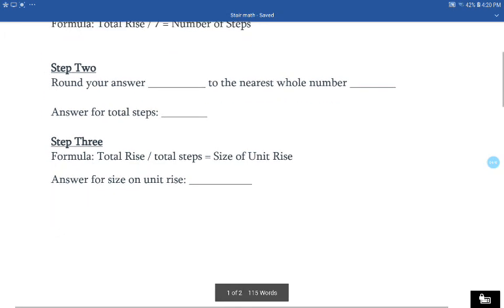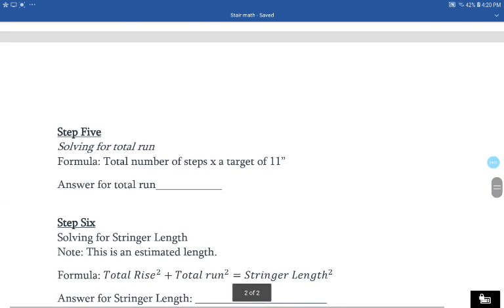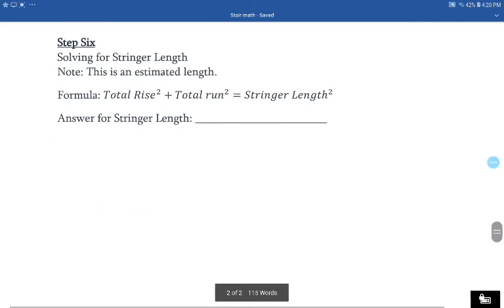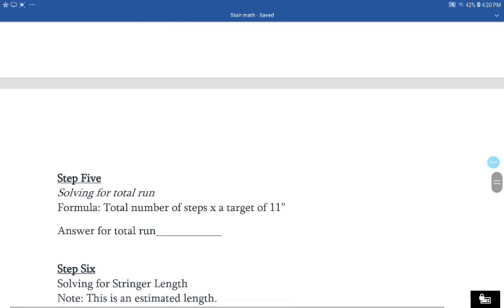In the next lesson, we're going to cover steps 4, 5, and 6. So that'll be the next lesson.